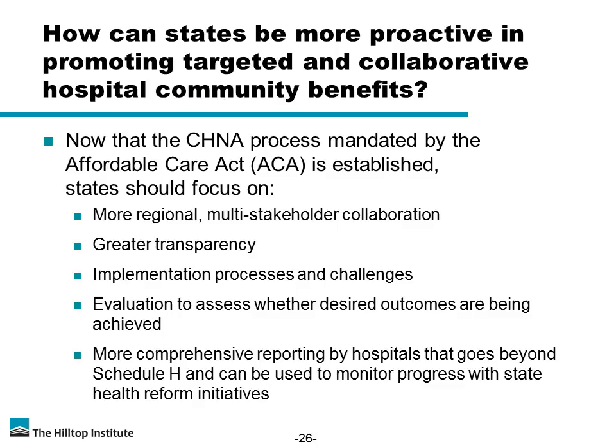Now that states are getting into the CHNA routine every 3 years, they've got plans they're implementing. They're supposed to be coming up with evaluation plans and evaluations, taking a look at what their challenges have been as they've been going through the implementation process. On the evaluation, we need evaluations to assess whether desired outcomes are being achieved. What are those things they're aiming to achieve in their CHNAs? Are they achieving them? What are the outcome measures?